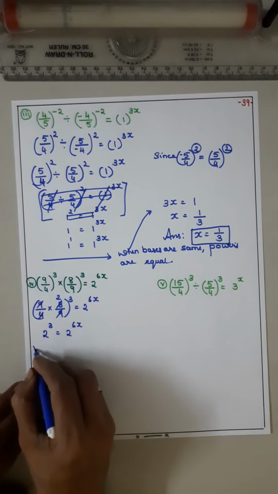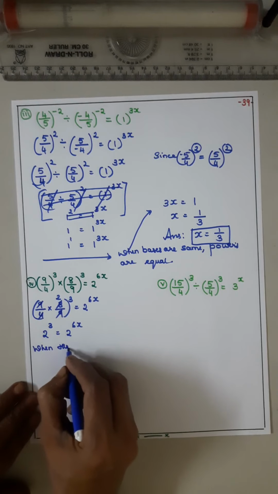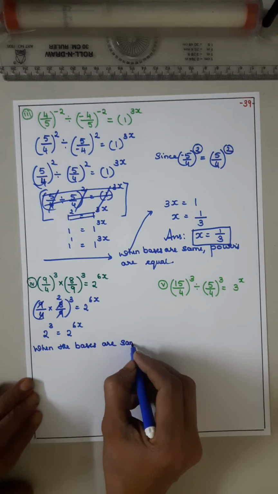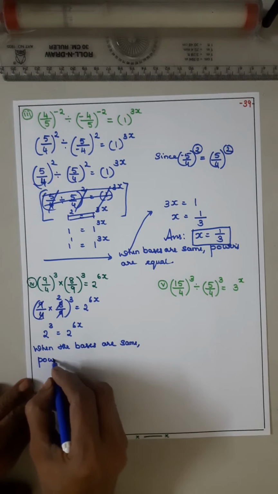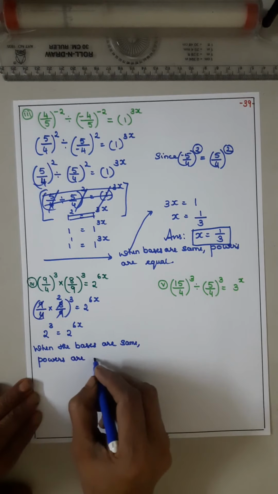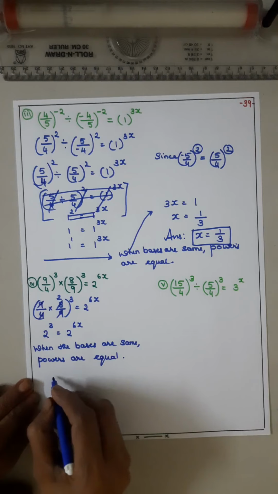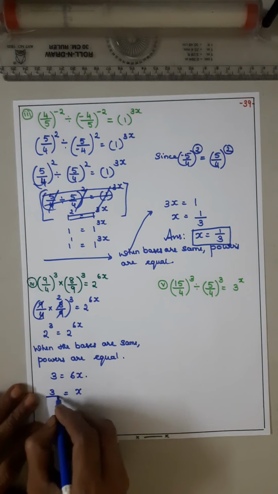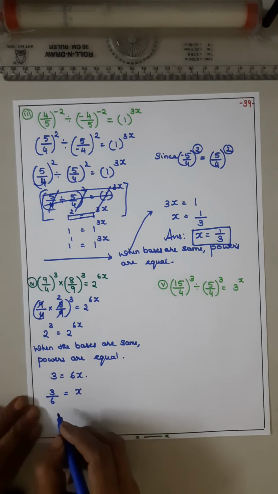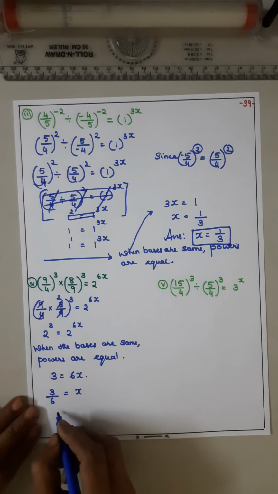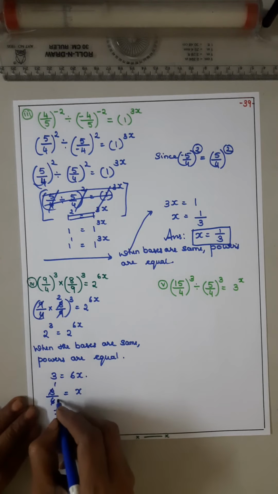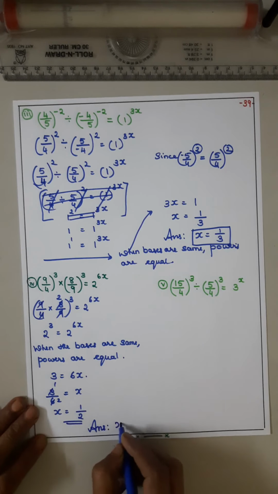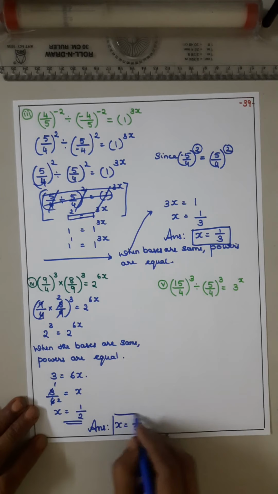This is easy. When bases are same, powers are equal. So 3 is equal to 6x. So x is equal to 3 by 6. That means x is equal to 1s are 2s are, 1 by 2. Answer, x is equal to 1 by 2.